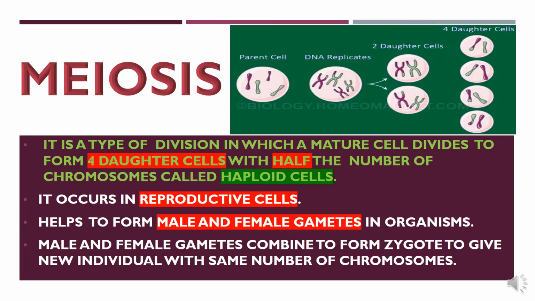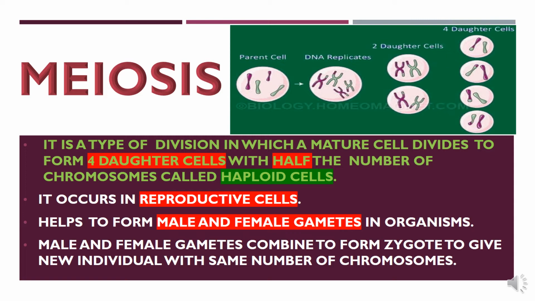It is a type of division in which a mature cell divides into four daughter cells, and these daughter cells have exactly half the number of chromosomes. These kinds of cells, which have half the number of chromosomes of the parent cell, are called haploid cells. It mainly occurs in reproductive cells, hence it is also called reproductive division, and it helps to form male and female gametes in organisms. You know that male gametes in human beings are called sperms and female gametes are ovum, that is egg. And both gametes are formed by meiosis.